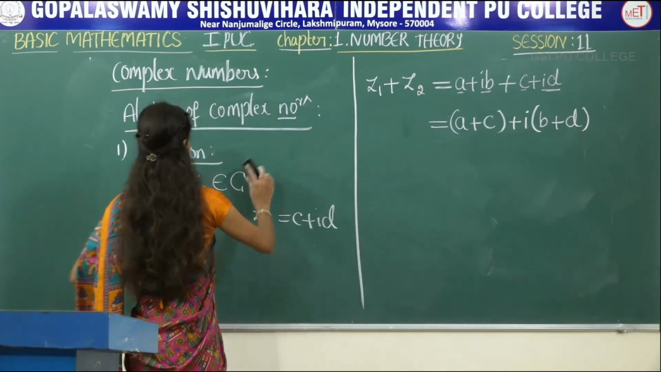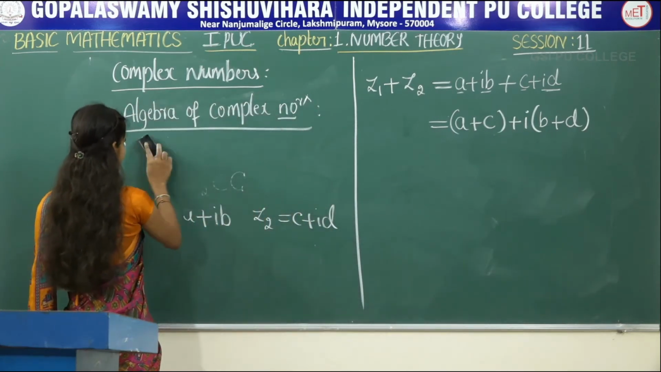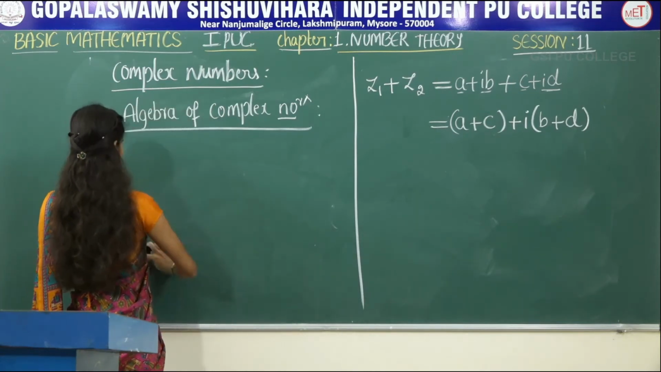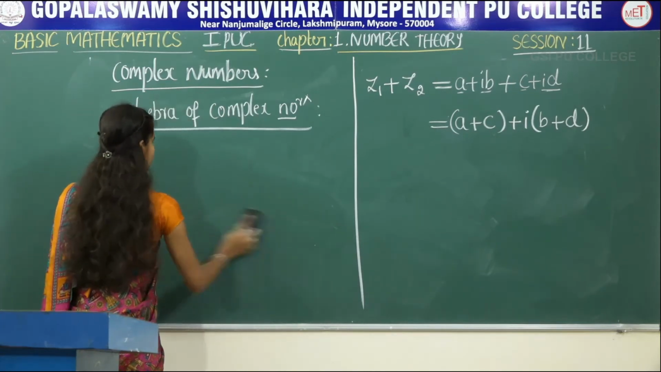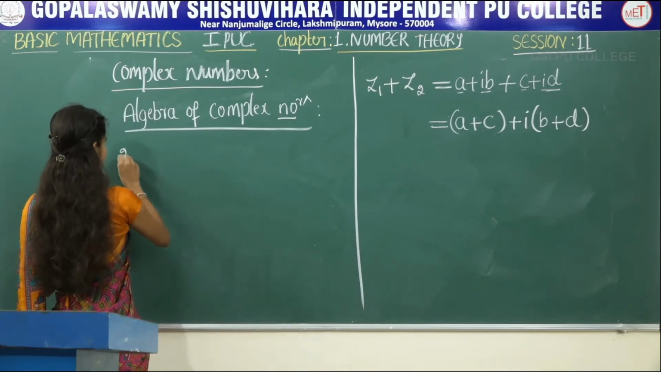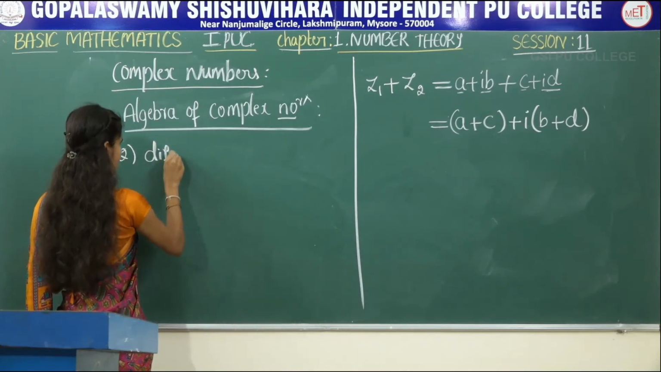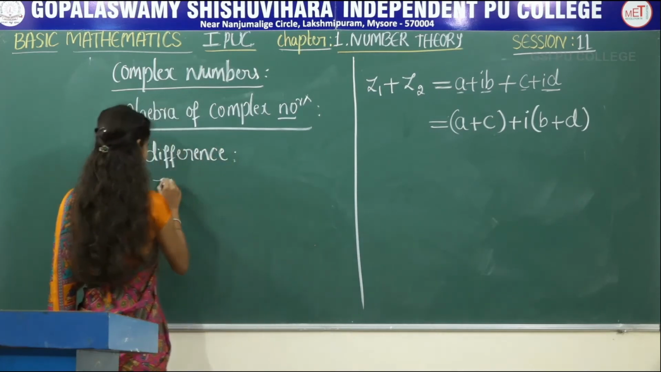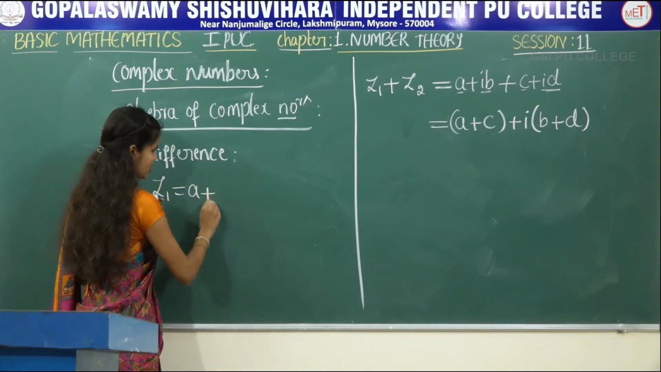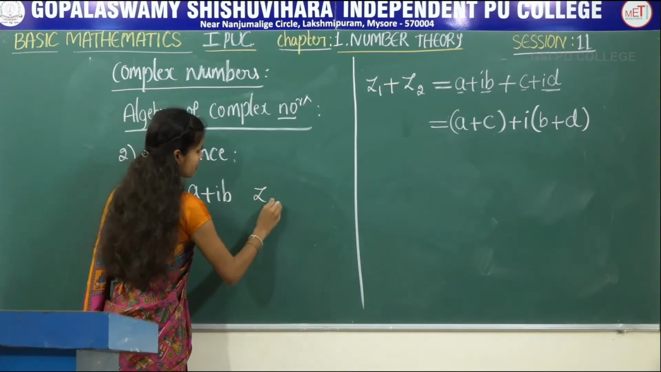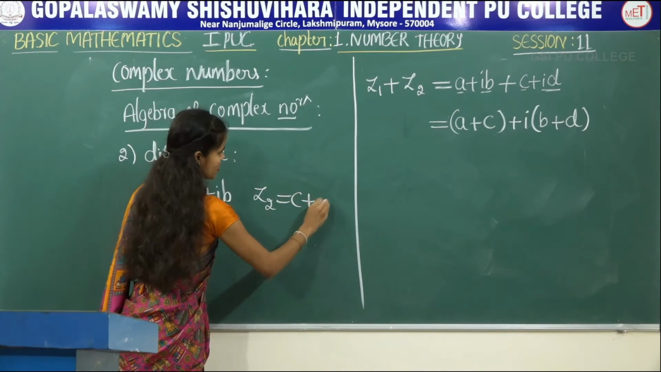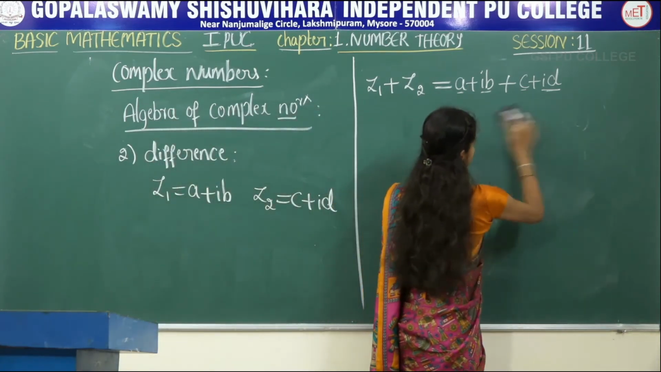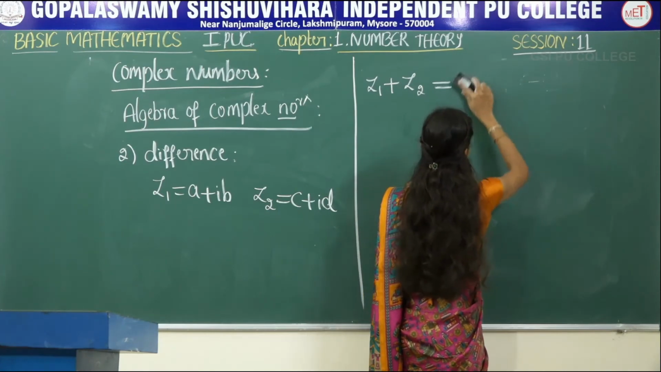Okay. Next verify the difference. Verify whether the difference of two complex numbers is also a complex number or not. For the difference, here also consider two complex numbers, Z1 is equal to a plus ib, Z2 is equal to c plus id. Here verify whether the difference of two complex numbers is a complex number or not.